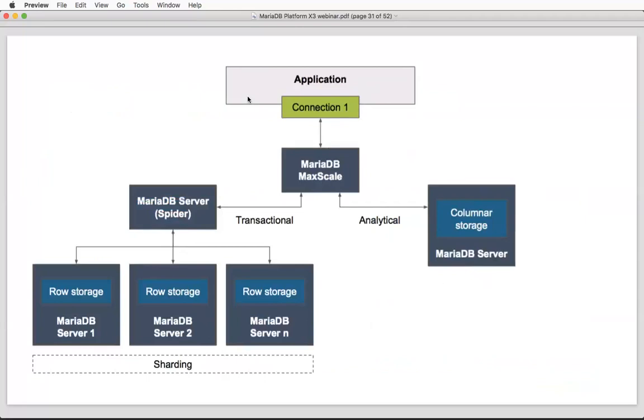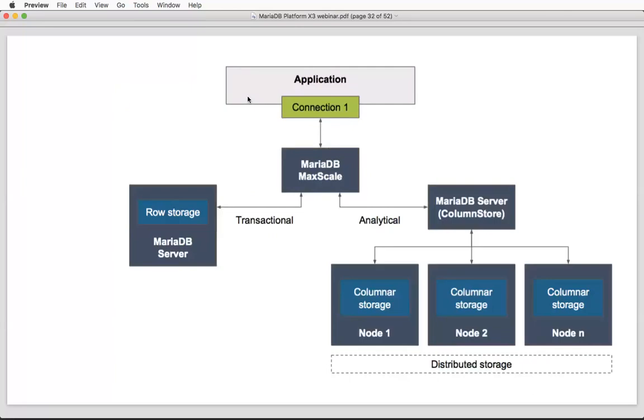If you find over time that you need to scale out your transactional workload, you can. Spider is a storage engine that provides built-in transparent sharding, so you can start scaling out across multiple database servers if you need to. On the other hand, if the transactional workload was fine, but over time you're storing more historical data, your analytics are getting more complex, and you need to scale out the analytics side, you can do that with ColumnStore as well. It is built on distributed storage and MPP. So you might start out with one node, but certainly you can add as many as you need, depending on your requirements.